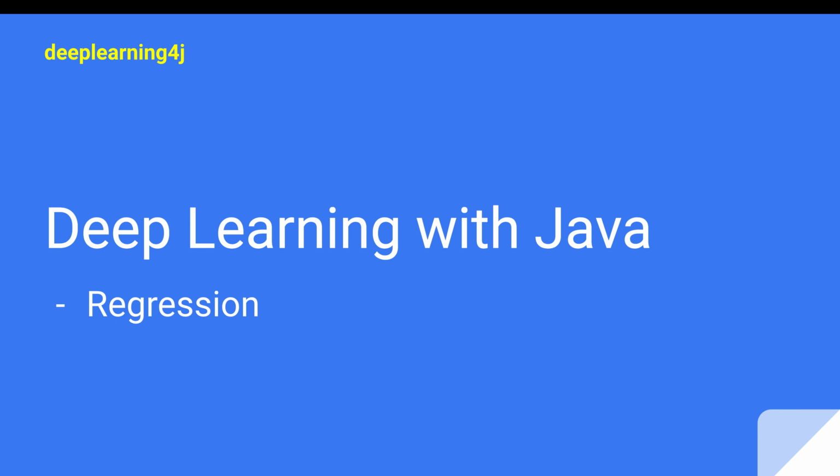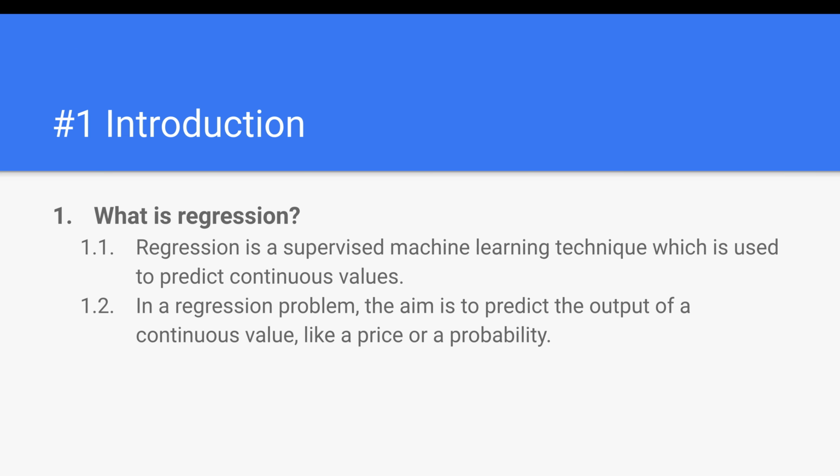What I'm going to talk about today is regression. So what is regression? It is a supervised machine learning technique which is used to predict continuous values. Typically, in a regression problem, the aim is to predict the output of a continuous value, like a price or a probability.